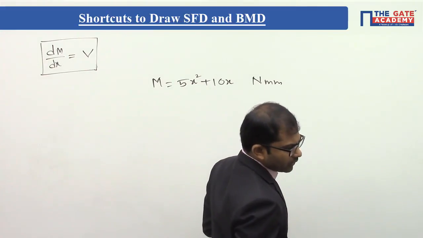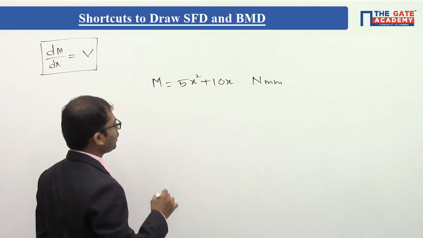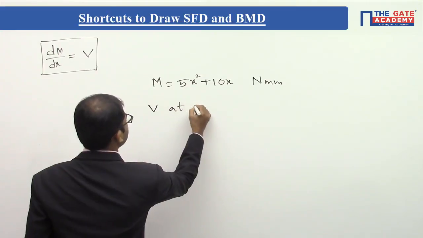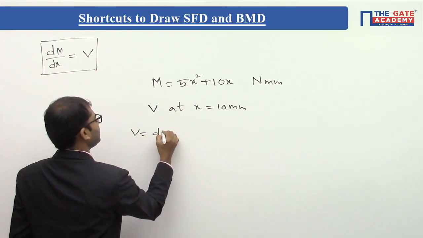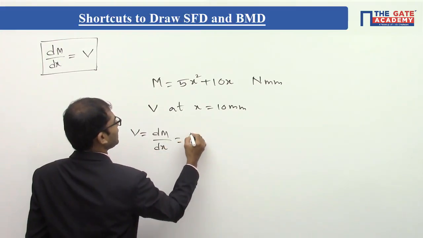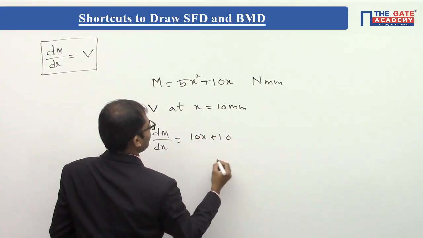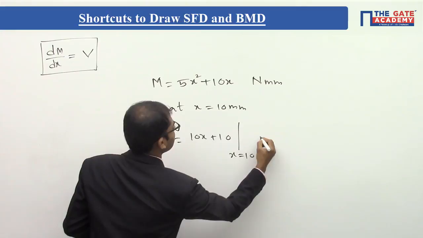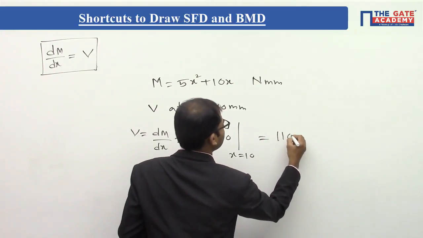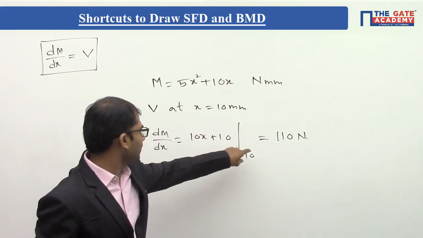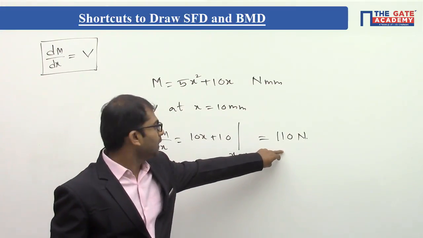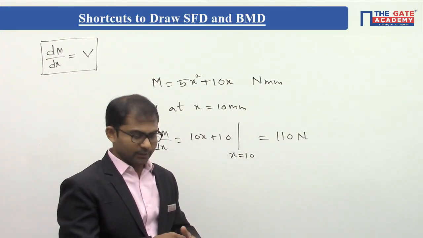Now here we have to get the value of shear force. So shear force at x is equal to 10 millimeters. So we know V is equal to dM by dx. So that becomes 10x plus 10. So this value at x is equal to 10 comes out to be 110 Newton. Because this particular distance is in millimeters, you'll be getting the value of shear force equal to 110 Newton.